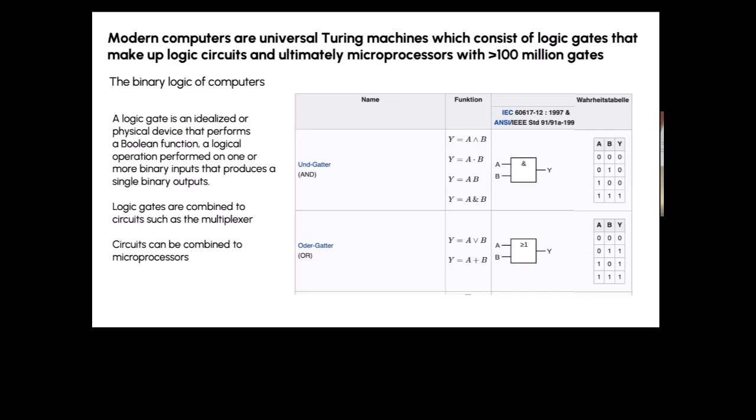But basically, the idea is that you are using Boolean logic to program the computer. And you see it here. This Boolean logic is called logic gate. So here you see an example of a logic gate. It's an AND gate. It's called Gatter in German.